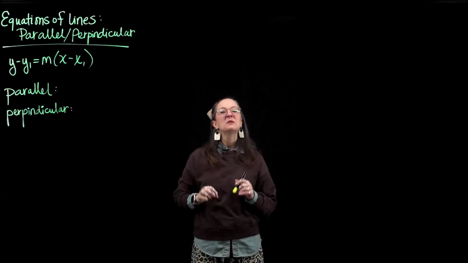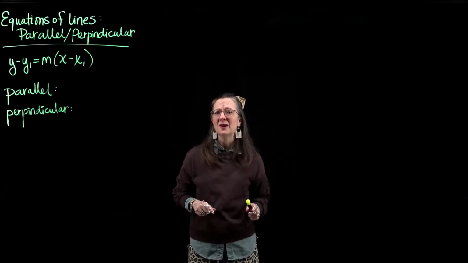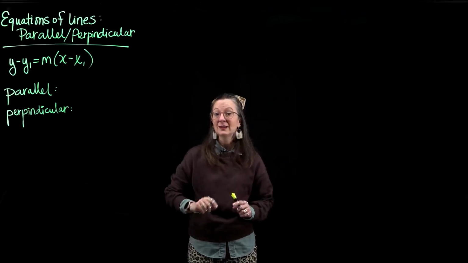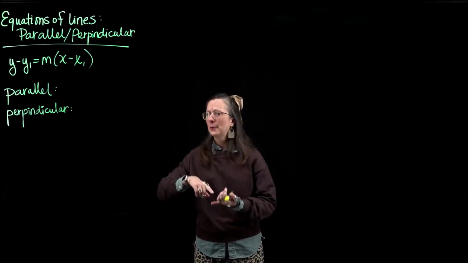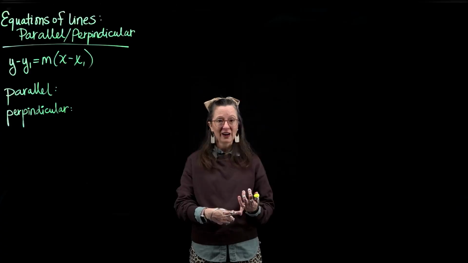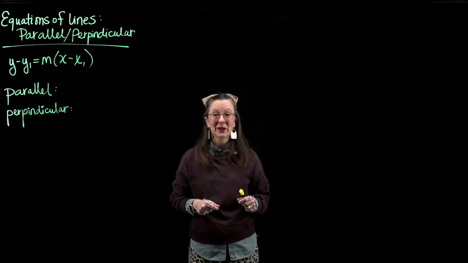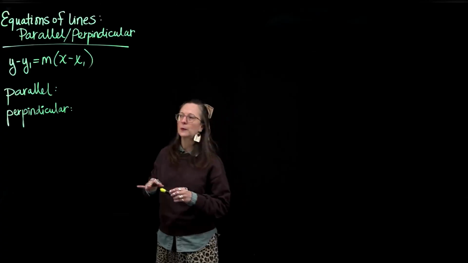Hi friends, sometimes we're asked to find an equation of a line and we're given some information about parallel and perpendicular lines. So this is going to combine some things that we have talked about so far: the point slope equation of a line, the slope of a line, and finding an equation of a line given that information. All right, so let's talk about parallel and perpendicular.